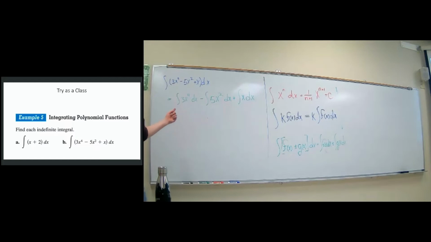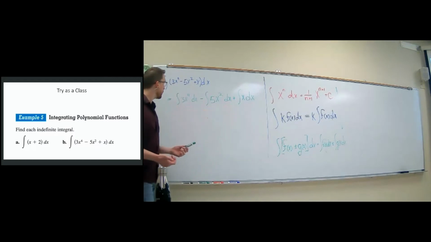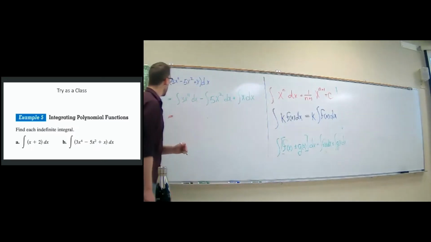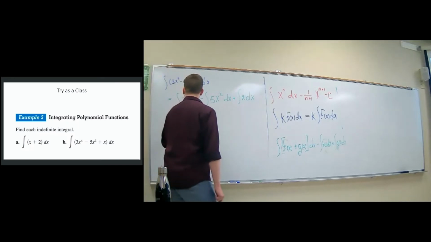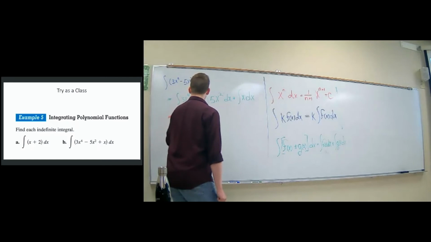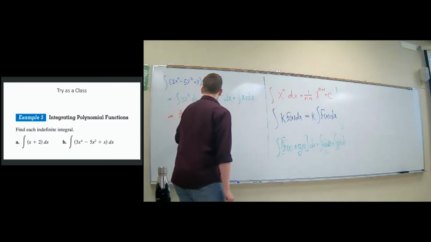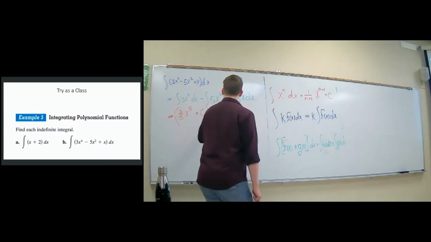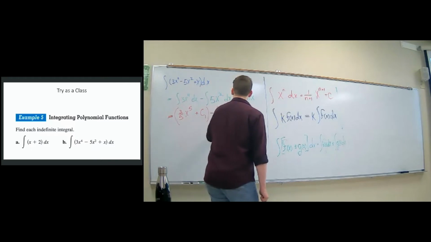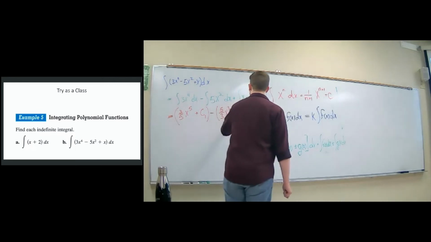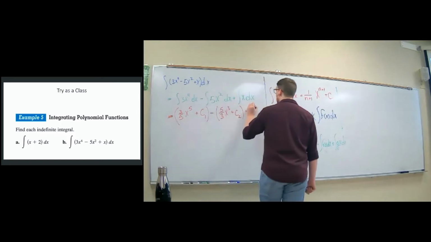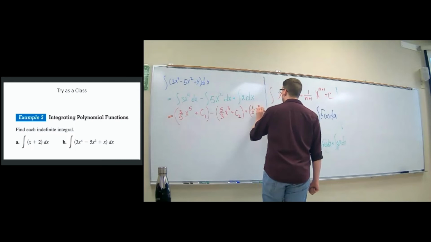Now from here, this reduces to just using our power rule, right? So this is going to come out to be 3 over 5 x to the 5th plus a constant, right? I'm going to call that constant 1, minus, this is going to come out to be 5 over 3 x cubed plus a constant, and call that constant 2, plus this last integral is going to come out to be 1/2 x squared plus another constant.